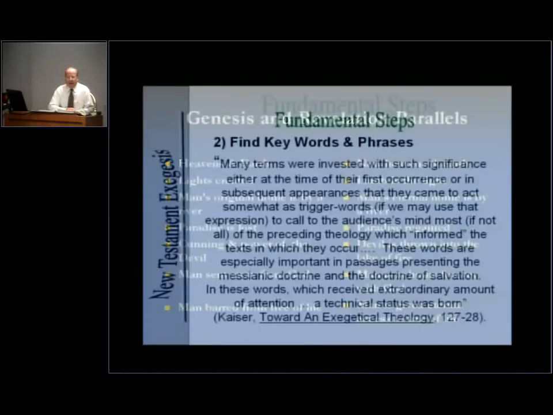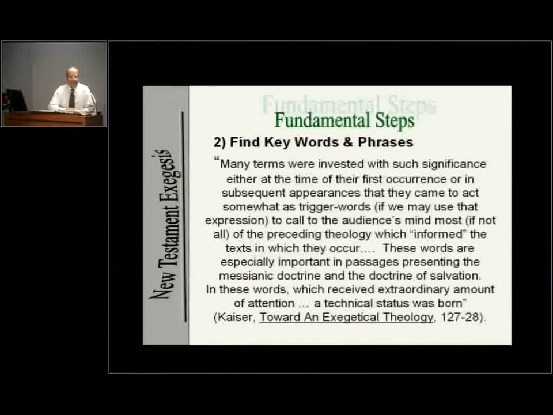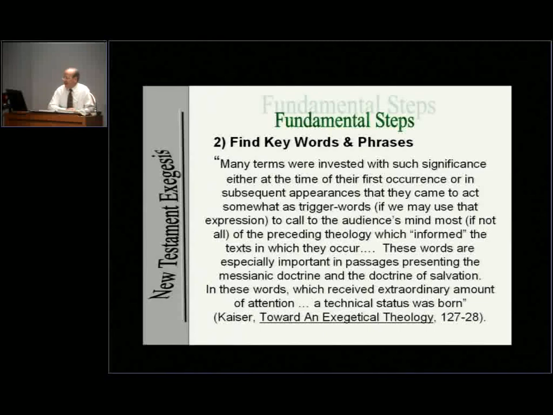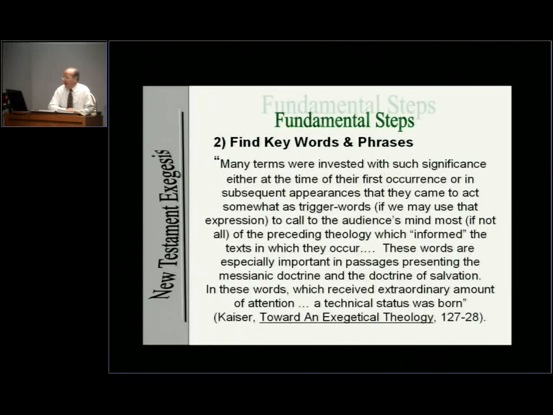All right. Step number two is to find keywords and phrases. Kaiser says many terms were invested with such significance, either at the time of their first occurrence or in subsequent appearances, that they came to act somewhat as trigger words, if we may use that expression, to call to the audience's mind most, if not all, of the preceding theology which informed the text in which they occurred. All right, now that's almost a mind-numbing sentence. But what Kaiser is saying is that the recurrence of these words is drawing our attention to what it is that the author is emphasizing.